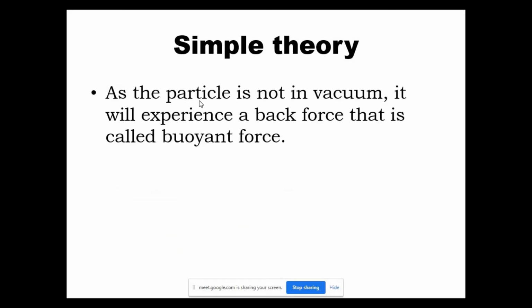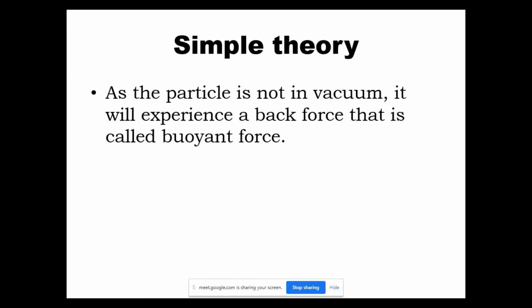Now, as the simple theory is, as the particle is not in a vacuum, it will experience a back force that is called buoyant force. Buoyant force means your particles are in a liquid medium. Say, for example, you are taking blood and you want to precipitate the blood cells. In blood, the solvent is water. So when you do the centrifugation, your blood cells will go away from the radius under the influence of the centrifugal force.